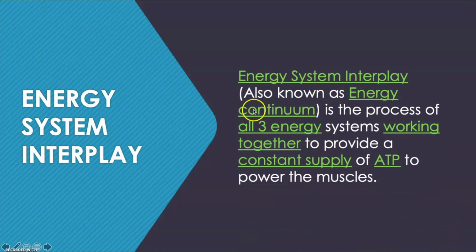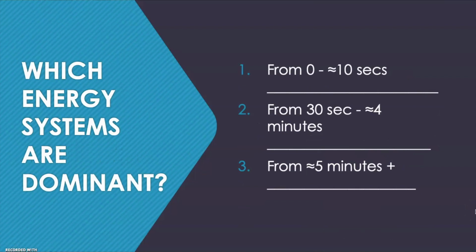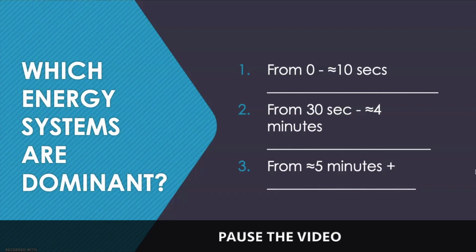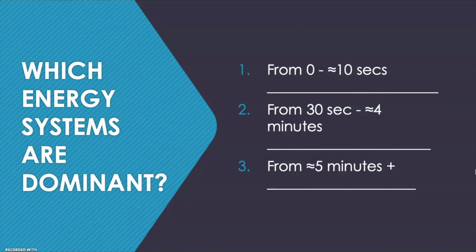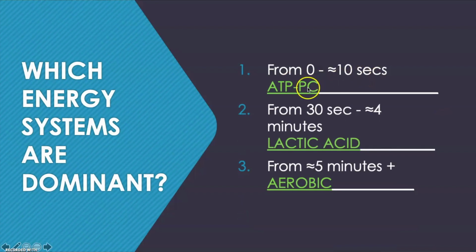How did you go? So energy system interplay, also known as energy continuum, is the process of all three energy systems working together to provide a constant supply of ATP to power the muscles. Which energy systems are dominant? Note that keyword there, dominant, from 0 to 10 seconds, 30 seconds to approximately 4 minutes, and from approximately 5 minutes and up. Again, pause the video, write this down, and write your answer. Number 1 is the ATP-PC system, number 2 is the lactic acid, and number 3 is the aerobic system.